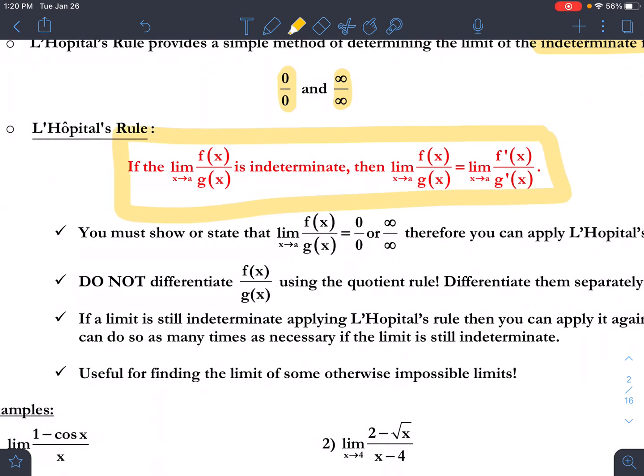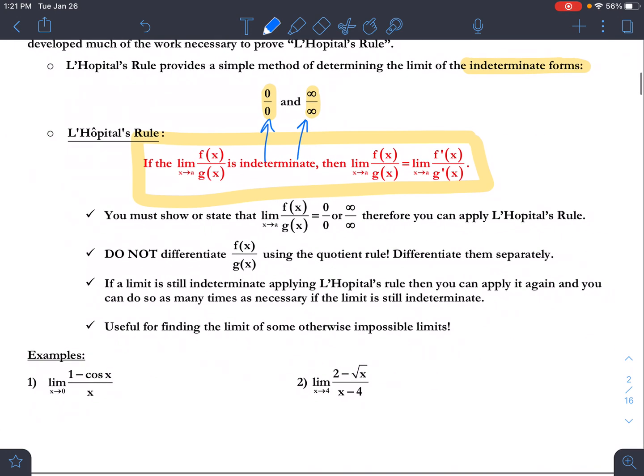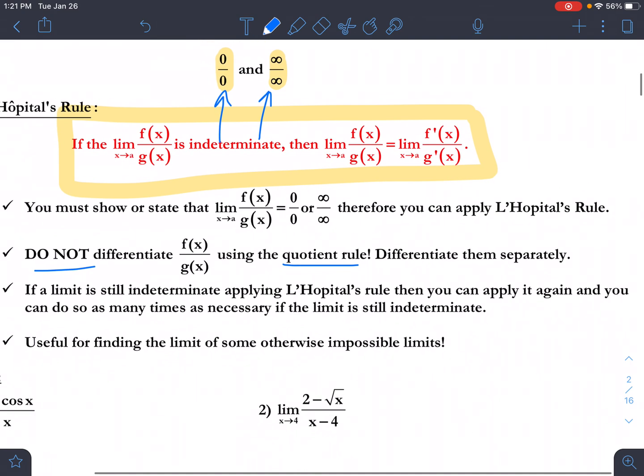If the limit as x approaches a is indeterminate, aka 0 over 0 or infinity over infinity, then we can actually take the derivative of the top, derivative of the bottom, and take the limit as we approach a then. Now I want you to notice this is not the quotient rule. Okay, it's actually going to feel a little bit strange. You're going to take the derivative of the top by itself, take the derivative of the bottom by itself, and then try to find the limit.